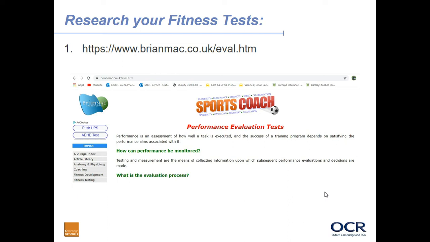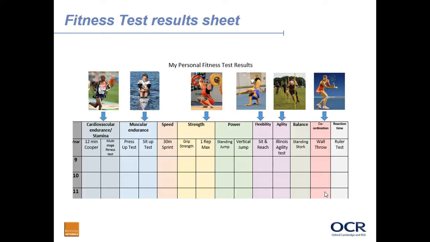Now, to find out about these tests, to research them, all the information you need is on this website, on BrainMac. So if you go onto BrainMac, you can then choose the test you want, and it gives you all the protocols, gives you some images, gives you the normative data. And where there might be some normative data missing, at least it's got most of the stuff that you need. So this is the go-to website for you guys when you're researching the fitness tests.